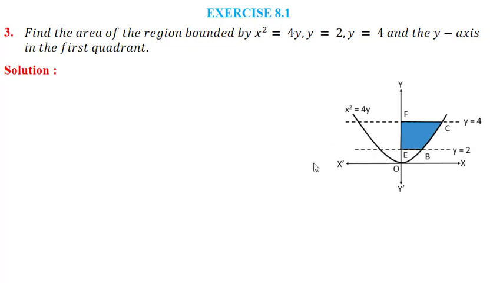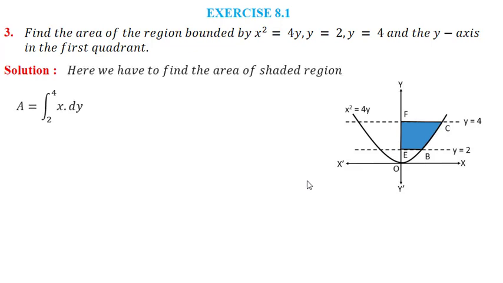Now this problem is again similar to what we have done just now. Only the difference is that there we are calculating area between x-axis and the curve. Here we are calculating area between y-axis and the curve. So our formula will change. A is equals to integration of x dy and our limit will be from 2 to 4.